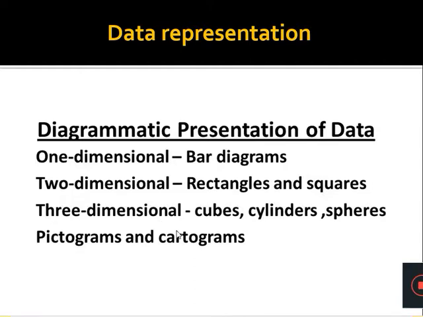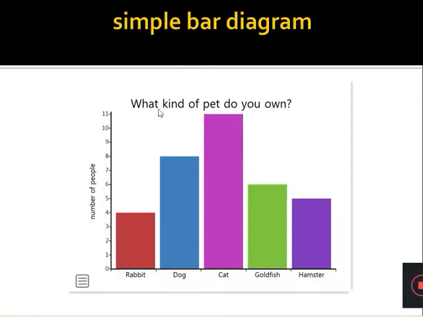The first one is the one-dimensional diagram. For one-dimensional diagrams, we usually use bar diagrams. They are the most common types of diagrams used in practice. The bar is a thick line whose width is shown for attention. Here the width doesn't matter, only the length matters. That is why it is called a one-dimensional diagram. The width can be small, but what we count is only the length.